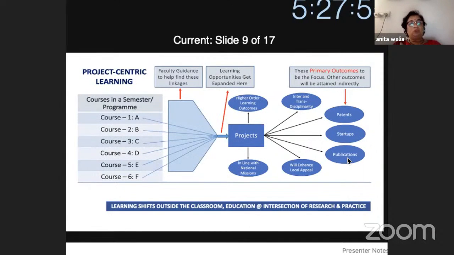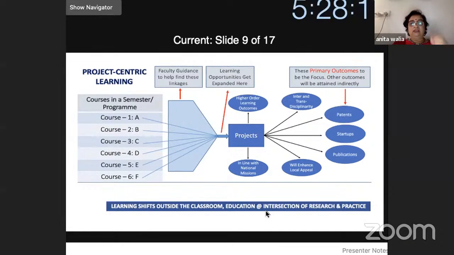Ultimately, if your aim is to do a job, then it will tell people that, okay, I have done this research, I've done this project. Whatever project report you are creating, publish it in some journals. That also I can help you with. So ultimately, what is the aim? The learning should shift outside the classroom.